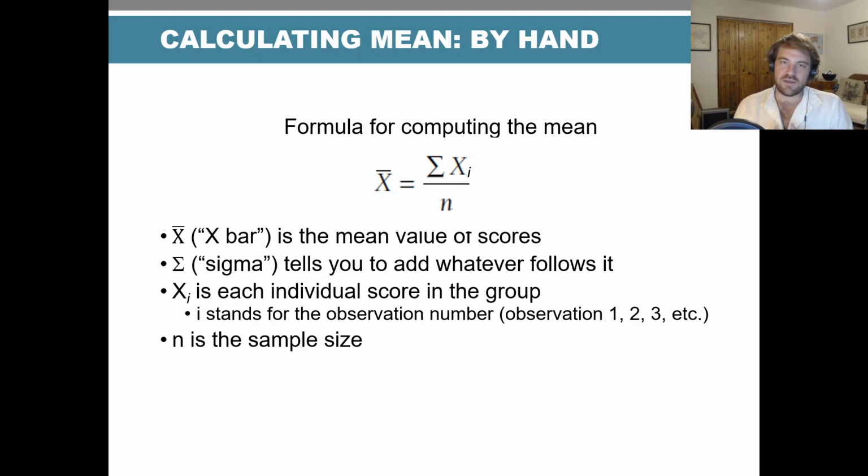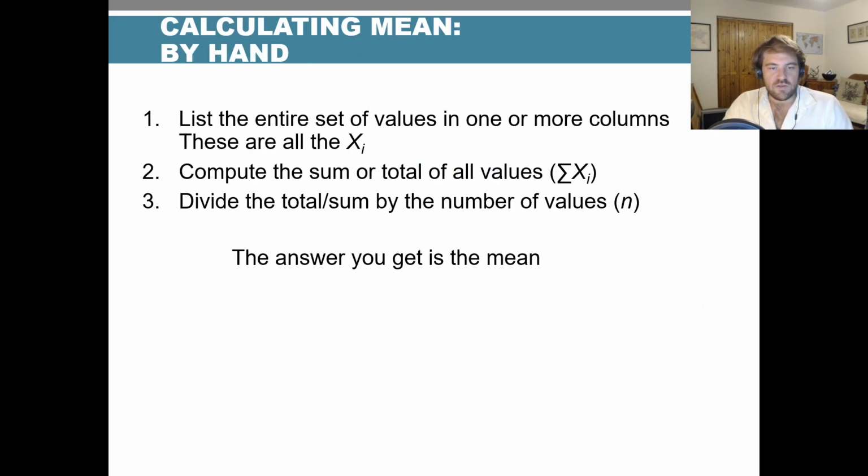And then x bar, again, is the mean test score. And we're dividing by n. This is the sample size. Okay. So what you're going to do is list the entire set of values in one or more columns. One column is probably easiest. These are all of your x sub i's. Then you're going to compute the sum or the total, whatever you want to call it, of all the values. That's the sigma x sub i. Then you're going to divide that total or sum by the number of values that you've just added together, n. And the answer that you get is the mean.